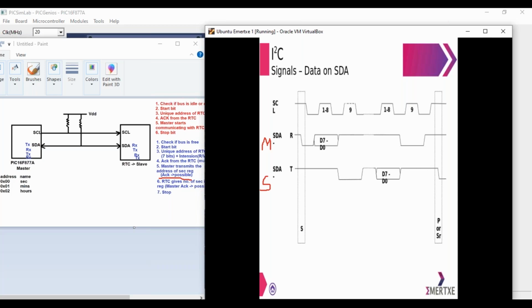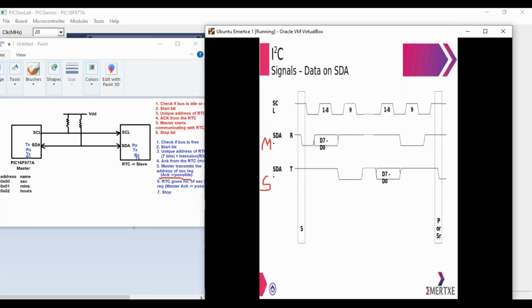Understood this signal flow? Acknowledgement making the 9th clock pulse high. Not the clock pulse, it is the data line. So at the high level of the 9th clock pulse, the line will be pulled up by the transmitter and the line will be pulled low by the receiver. So that is the acknowledgement. Understood this?